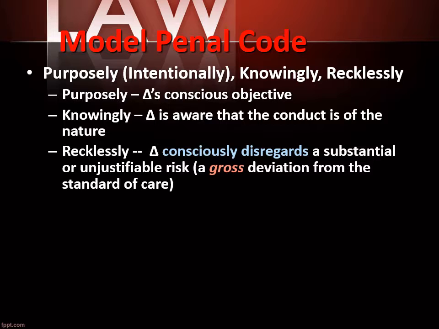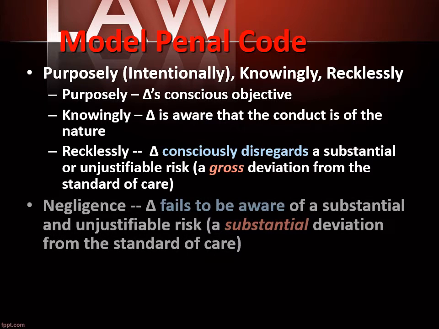And this could be distinguished from the second general category, negligent crime. This is where defendant fails to be aware of a substantial and unjustifiable risk. Fails to be aware. Doesn't consciously disregard, but fails to be aware of a substantial and unjustifiable risk. In this case, it's not a gross deviation, but it is a substantial deviation from the standard of care. The standard of care of who? The reasonable person. Again, we bring back some tort concepts. The reasonable person. A substantial deviation from the standard of care of the reasonable person.